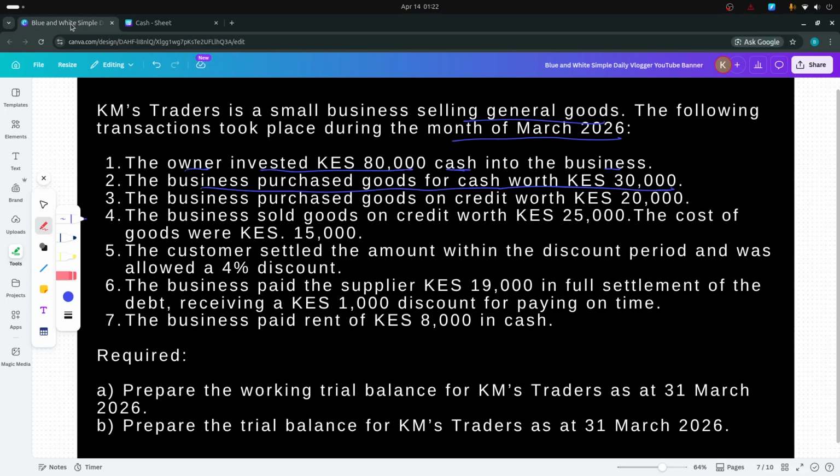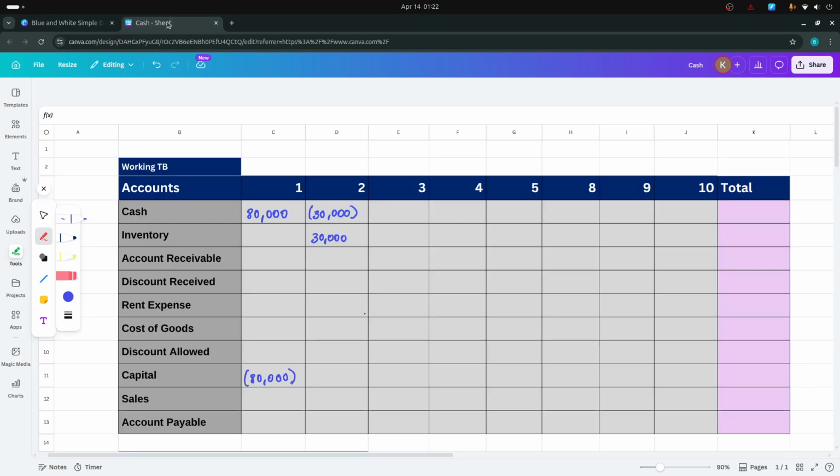Okay, so let us move to the third transaction, which is the business purchased goods on credit worth 20,000. So first thing, there is an increase to your inventory again, which we debit by 20,000. And this time round, we are buying on credit. So we need to recognize an amount that is payable to this supplier we have bought from. How do you recognize a liability, because an account payable is a liability account? You credit that account. So we credit 20,000 to the account payable.